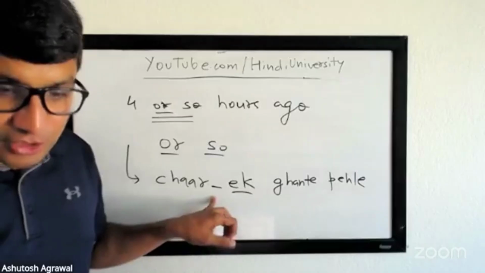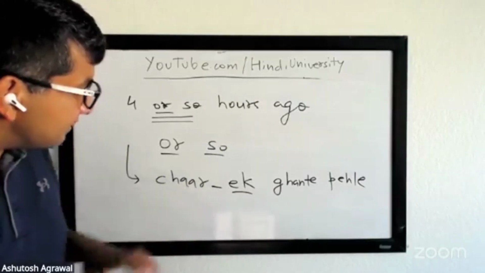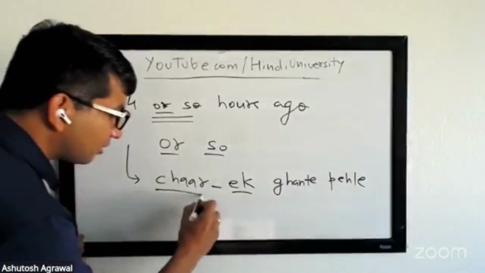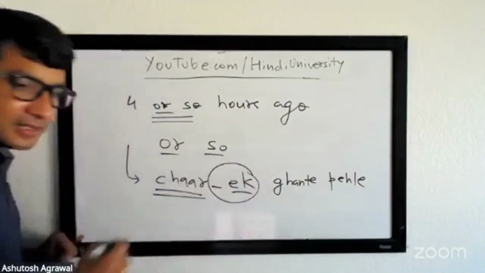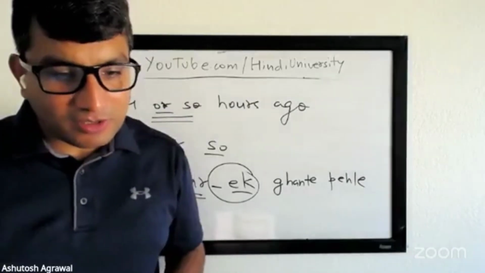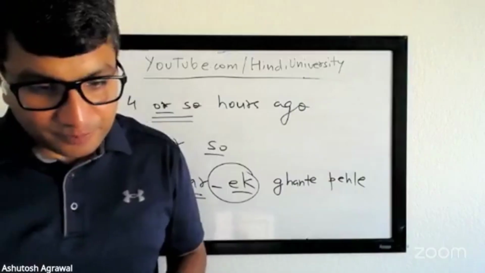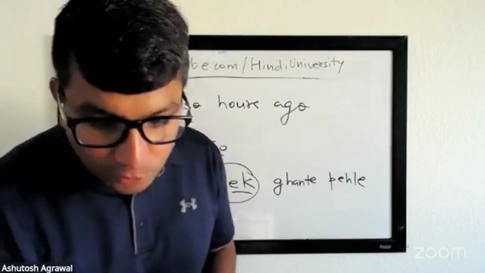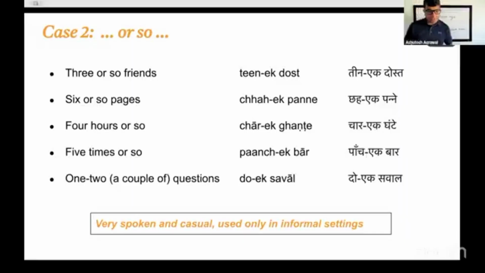Okay, so as you're conversing with people, you should know that when there is a cardinal number followed by ek, that means they're talking about approximation, or they're trying to give an indefinite number around that, right? Let's see some more examples, and hopefully doing the examples will make sense.